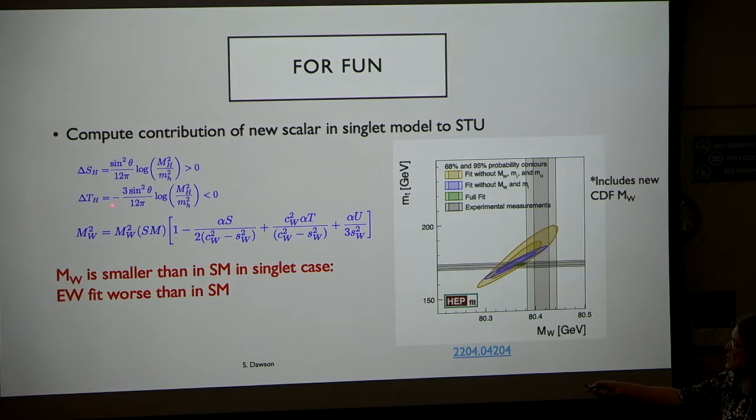So here's delta T. The sign is fixed, and it's log m_h squared, the heavy guy, over the standard model guy.